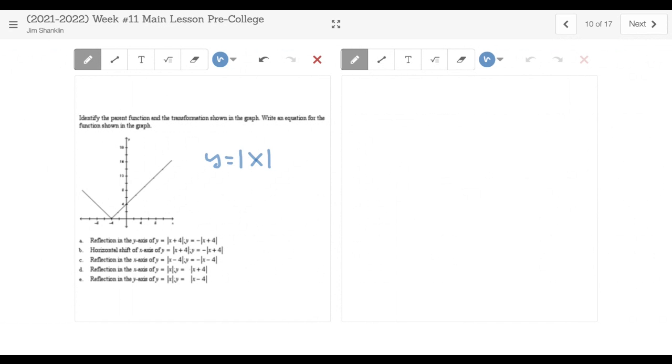It's being shifted over 4 places to the right, so I'm just going to rewrite this as y is equal to the absolute value of x minus 4, nope, plus 4, and it's not being shifted up or down at all. So I'm just going to stick with this. I've got the parent function is square root of x, and then the absolute value of y plus 4.